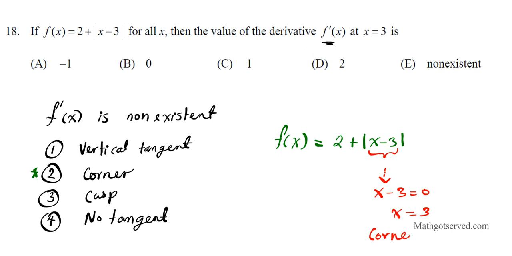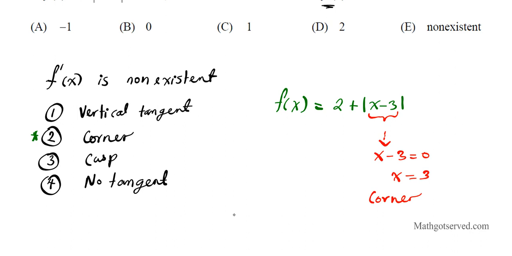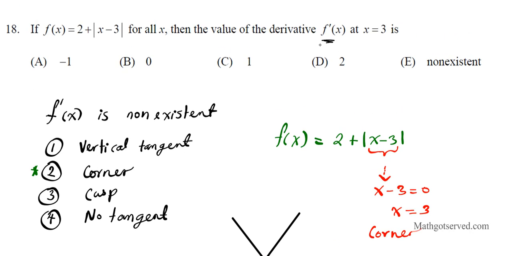Okay, sharp corner. The left and right hand derivatives are going to be different because you have a V. If you remember what your absolute value function looks like, that point is where the vertex of that V resides. That's where you have the corner. So you have a sharp corner here. The left and the right hand derivatives are different, hence the derivative at this point is non-existent. Since we have a corner at x equals 3, the derivative at x equals 3 is non-existent.